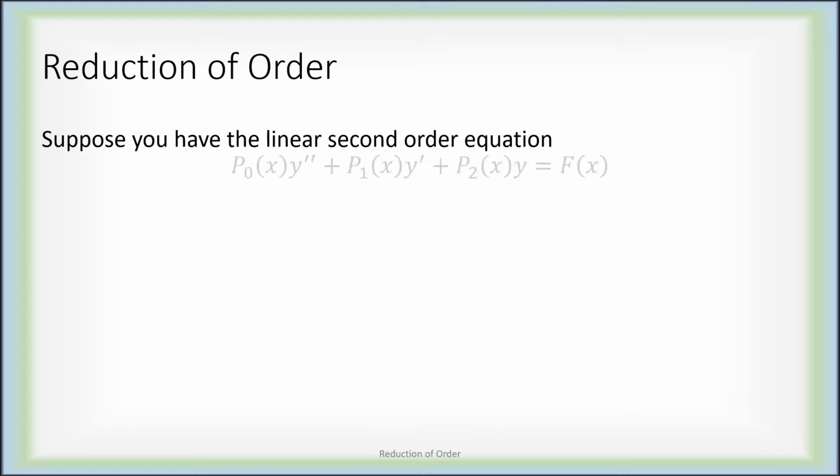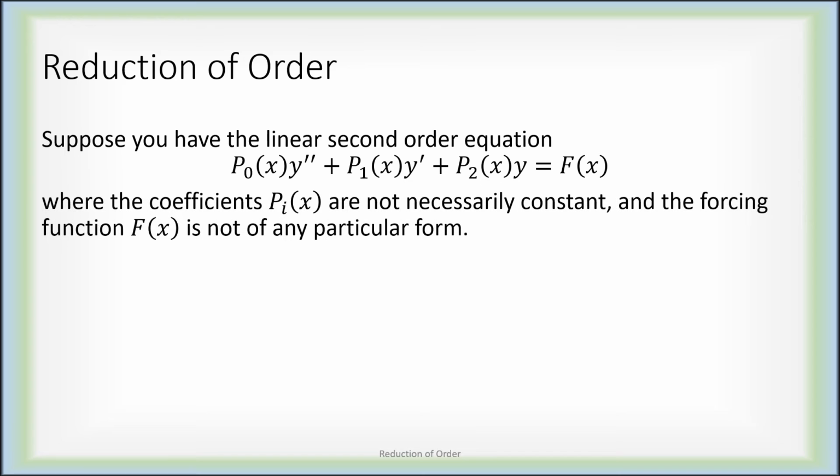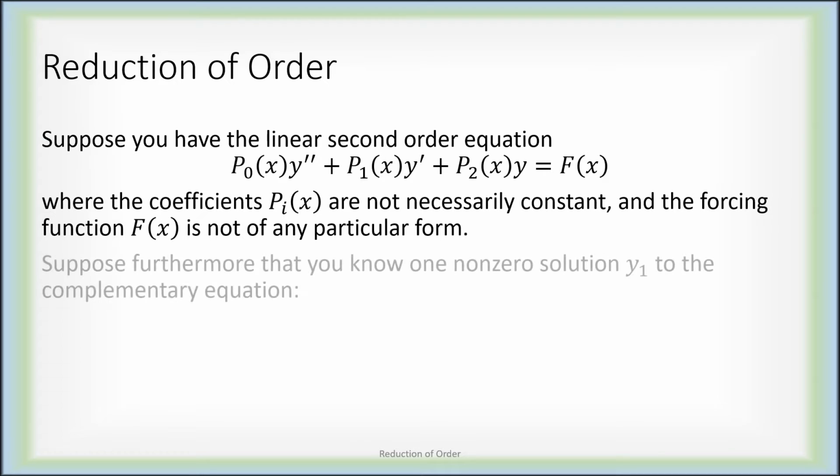Suppose we have a linear second order equation. So we've got p0(x) y'' + p1(x) y' + p2(x) y = F(x). Now the coefficients p_i are not necessarily constant, and the forcing function capital F(x) is not of any particular form. This is a general linear second order equation.